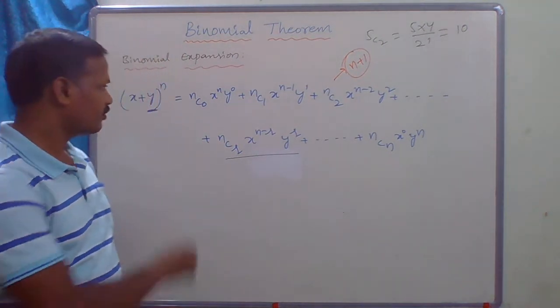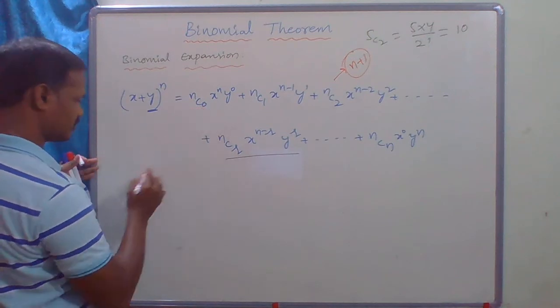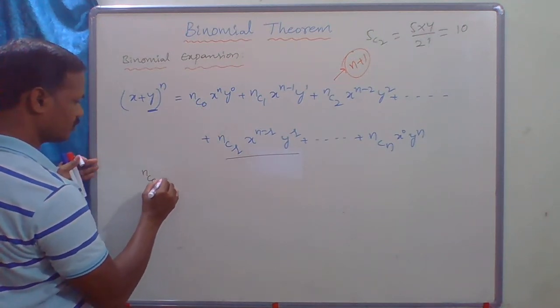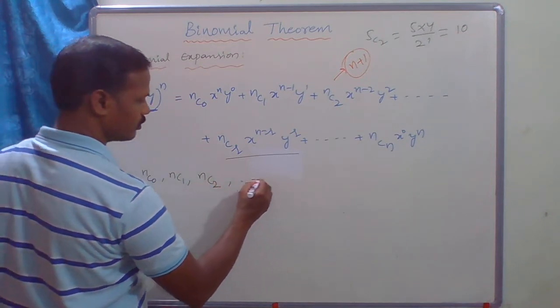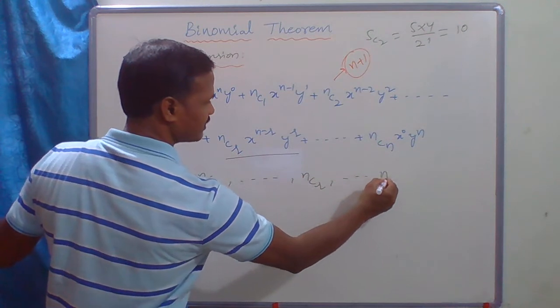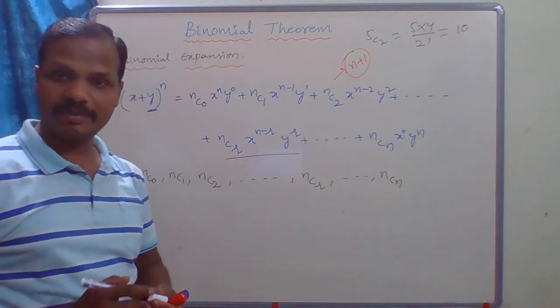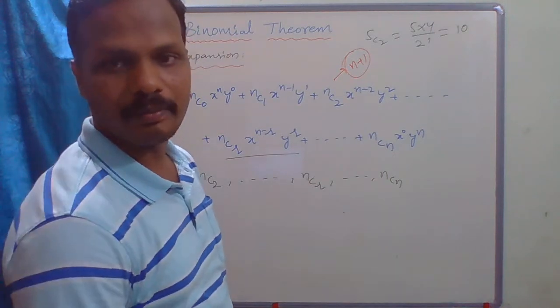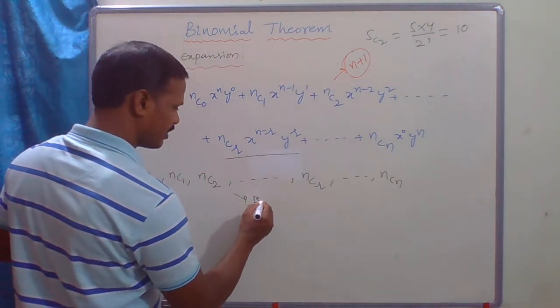Here the coefficients nc0, nc1, nc2, ncr, ncn are called binomial coefficients. These are called binomial coefficients.